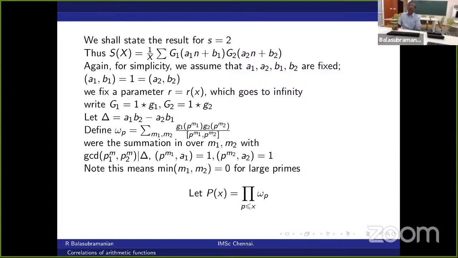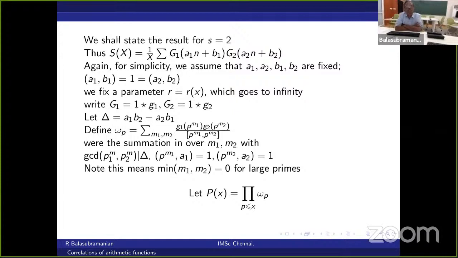We fix a parameter r which goes to infinity, and write G1 as 1 star little g1, and G2 as 1 star little g2, and the delta is a1 b2 minus a2 b1. And now the first thing is, what would be the expected main term? The expected main term, once you are assuming that G1 of p is close to 1, then for any such sum, you would expect that the summation over n not exceeding x of G1 of a1n plus b1 times G2 of a2n plus b2 will be a constant times x. And the constant has to be the product of the local factors. And that means, okay, therefore we should know what the local factors are.